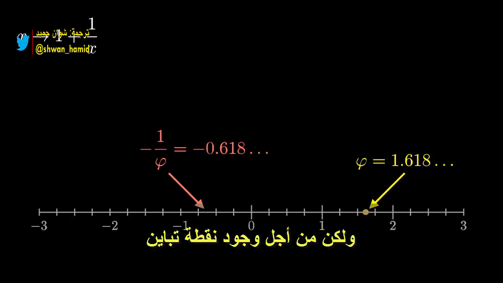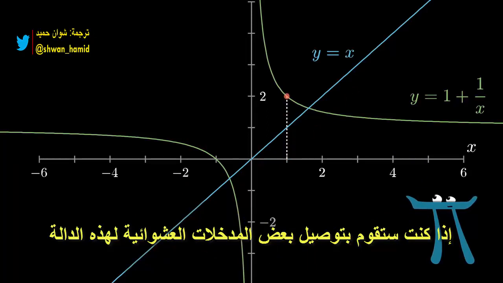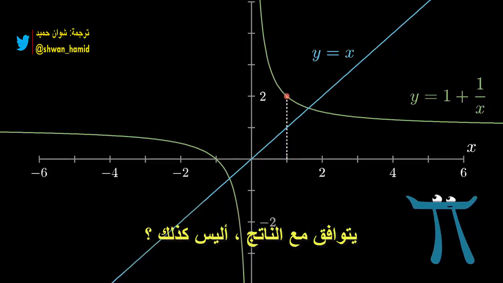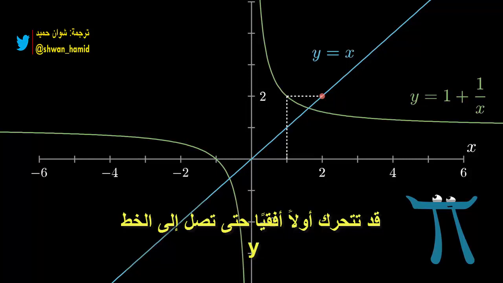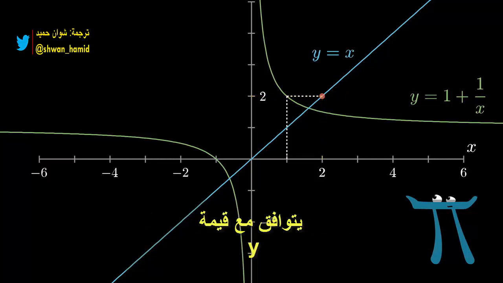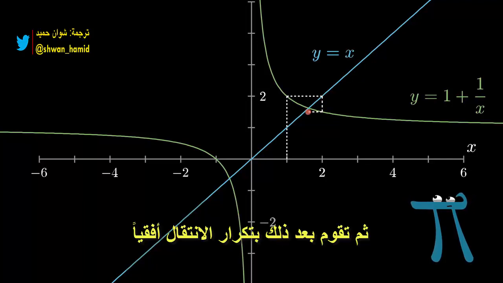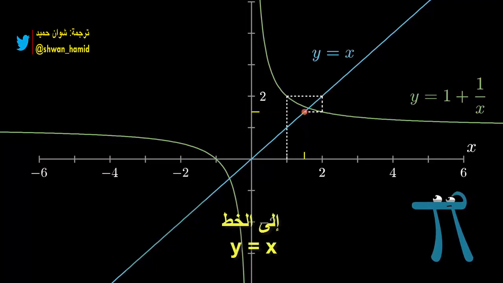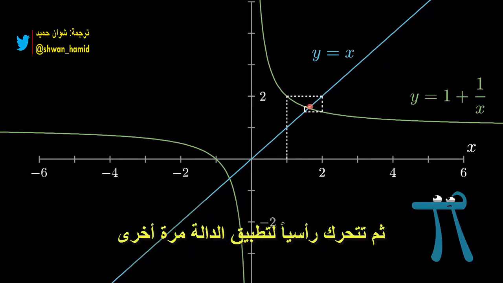But for the sake of having a point of contrast, I want to show you how a problem like this is often taught using graphs. If you were to plug in some random input to this function, the y value tells you the corresponding output, right? So to think about plugging that output back into the function, you might first move horizontally until you hit the line y equals x, and that's going to give you a position where the x value corresponds to your previous y value, right? So then from there, you can move vertically to see what output this new x value has. And then you repeat. You move horizontally to the line y equals x to find a point whose x value is the same as the output that you just got, and then you move vertically to apply the function again.